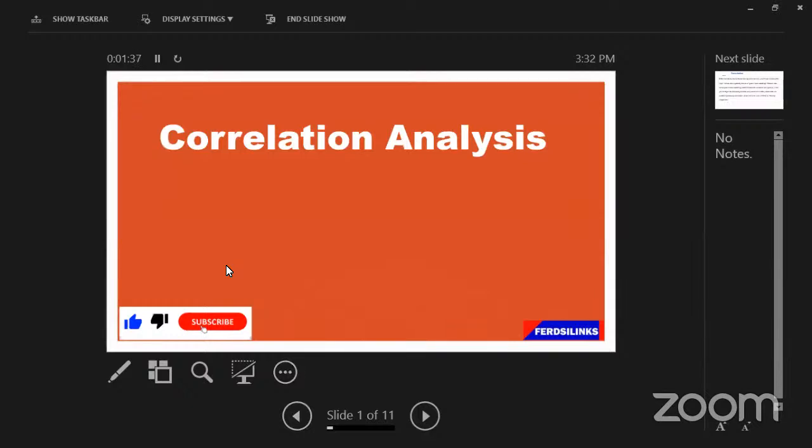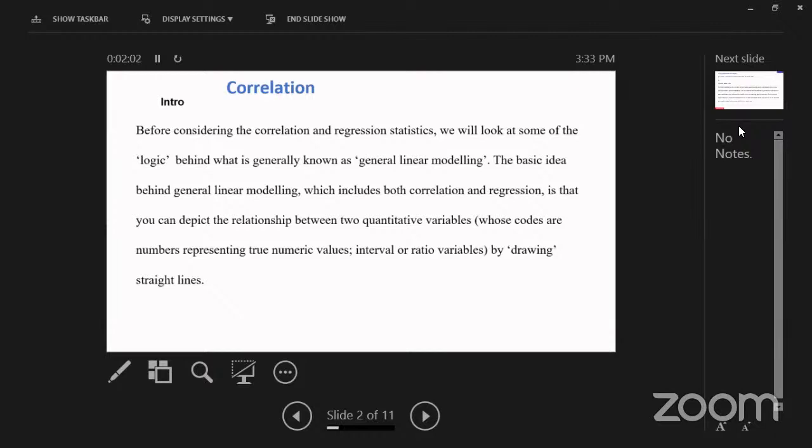So correlation analysis basically is... before we even go into correlation to get more about what it is, we need to understand that with correlation, we start thinking about modeling our analysis to have some statistical information. So we talk about general linear modeling, which is a technique that we use to establish the relationship between two or more variables.